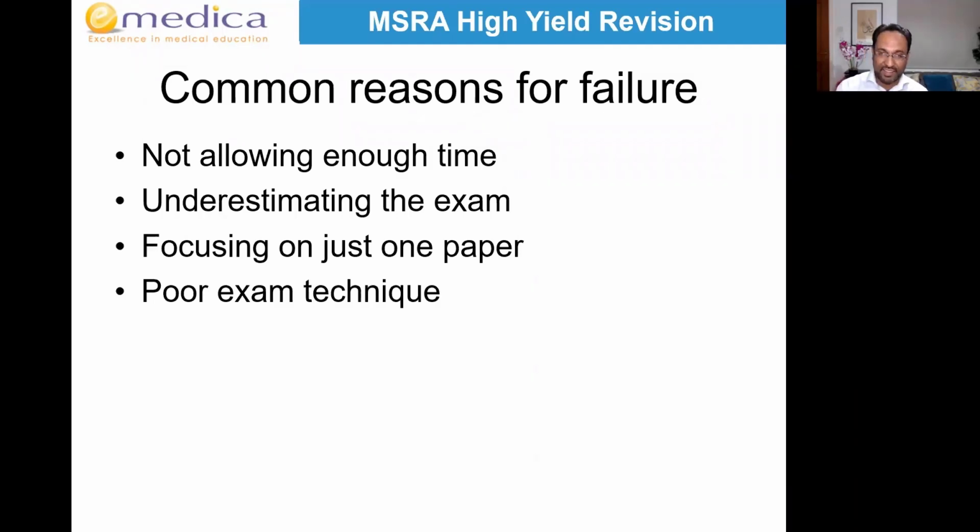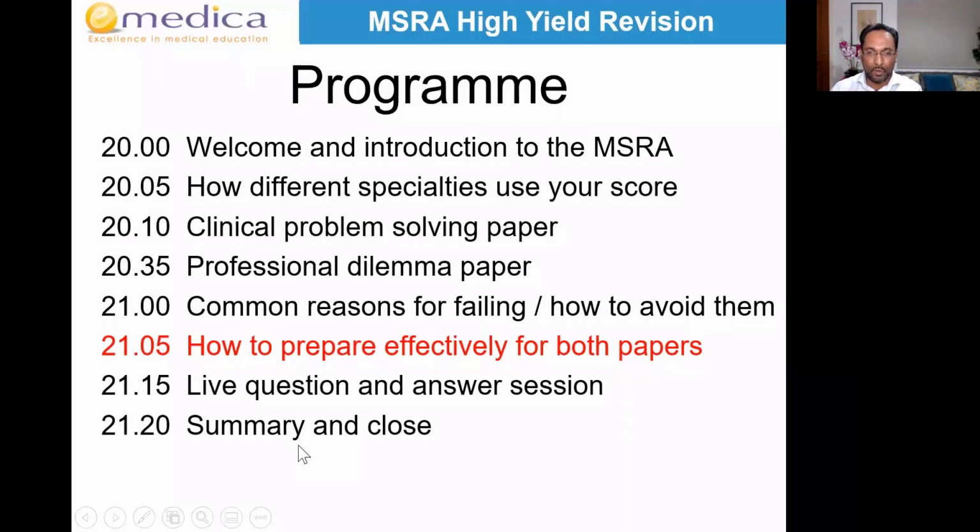And lastly, poor exam technique. People that have put the hours in, have got good knowledge, but miss important keywords, don't understand how the SJT is marked, or the difference between section 1 and section 2 and how to apply it, okay?